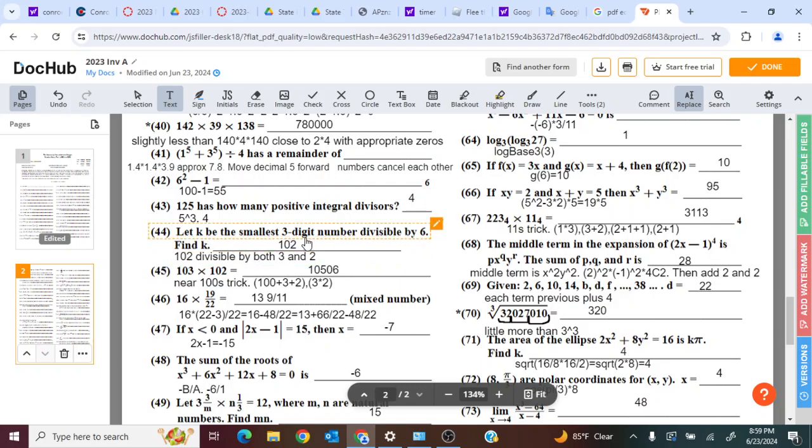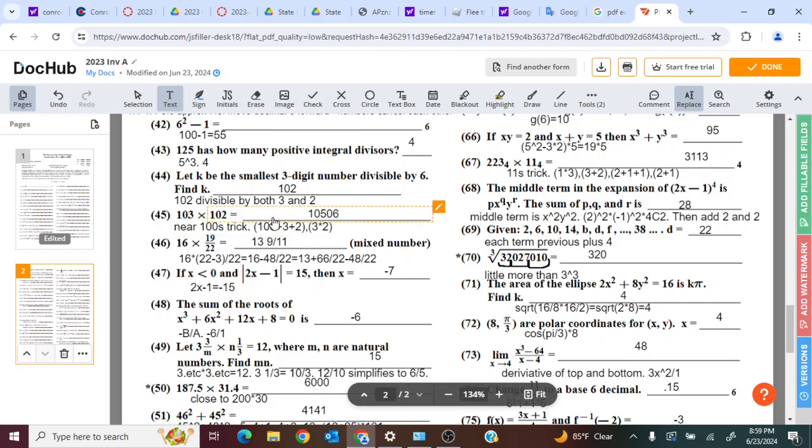Let k be the smallest three-digit number divisible by 6. Find k. Well, for k to be divisible by 6, it has to be divisible by both 3 and 2. And the smallest three-digit number that does it is 102. Because for divisibility by 3, all the digits add up to something divisible by 3. 1 plus 2 is 3, which is divisible by 3. And then if it's even, it's divisible by 2.